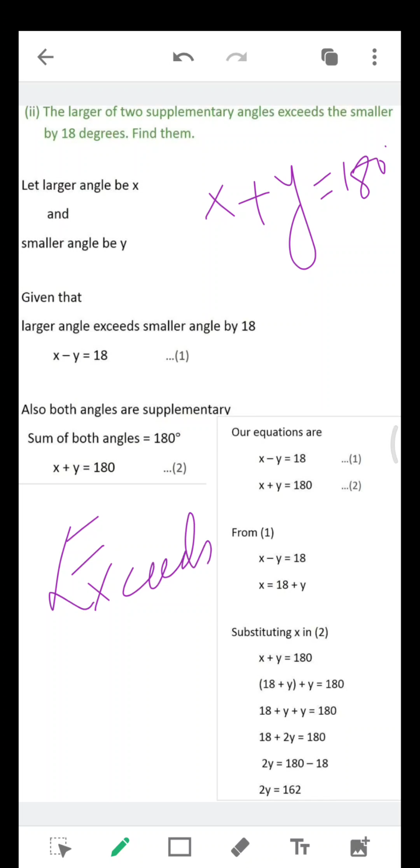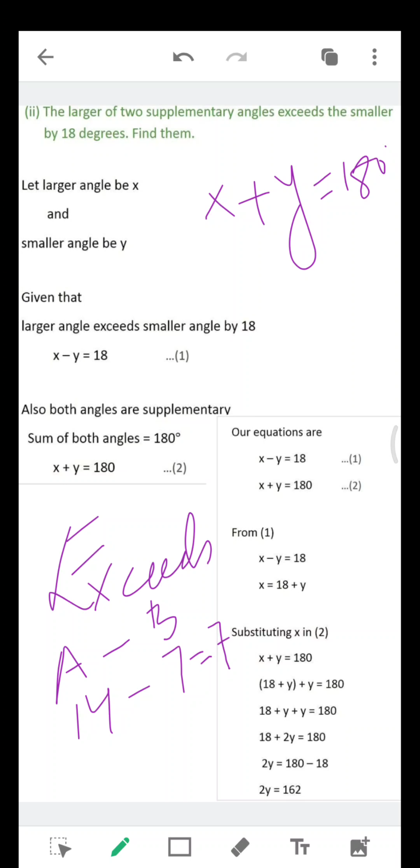Like I gave you an example before also. Again I'm telling you, suppose there are two brothers A and B. A is 14 years and B is 7 years. So A exceeds B by how many years? 14 minus 7, 7 years. So I can say A exceeds B by 7 years. Exceeds means when you subtract them, you get the difference. Okay, now the larger of two supplementary angles exceeds the smaller angle by 18 degrees.